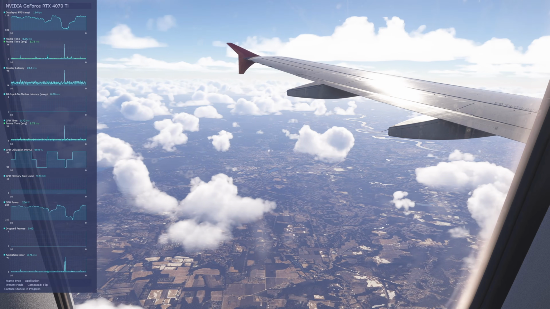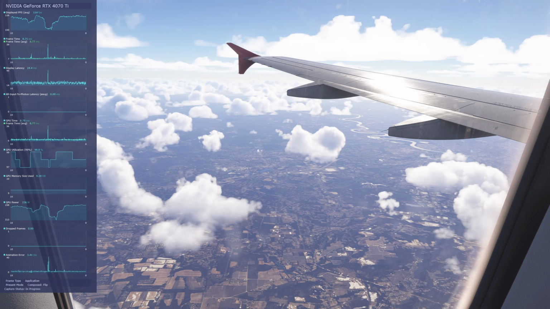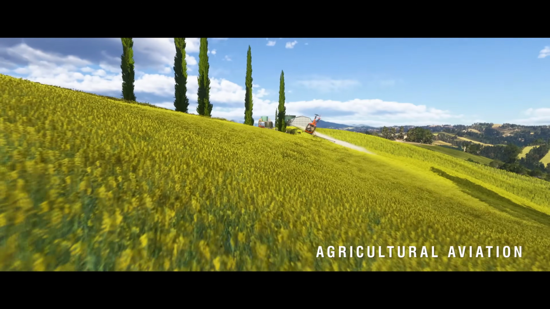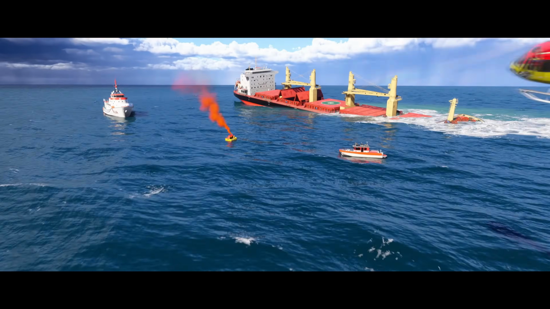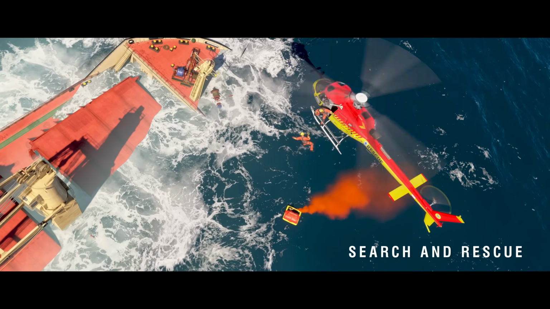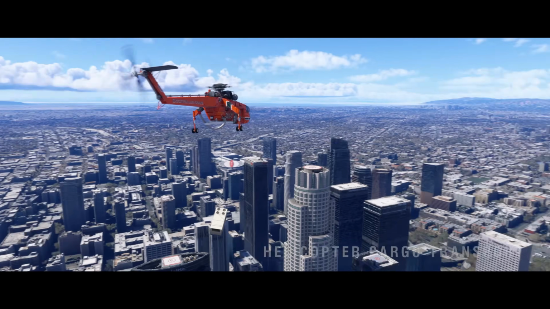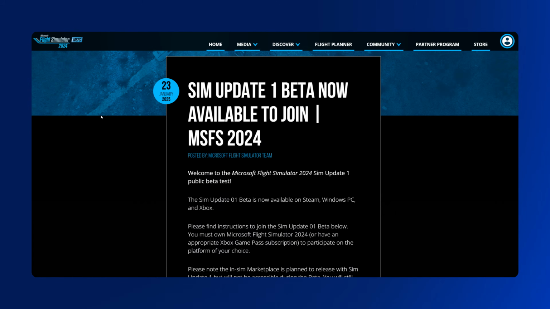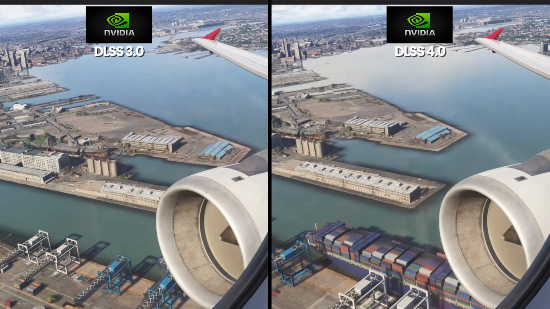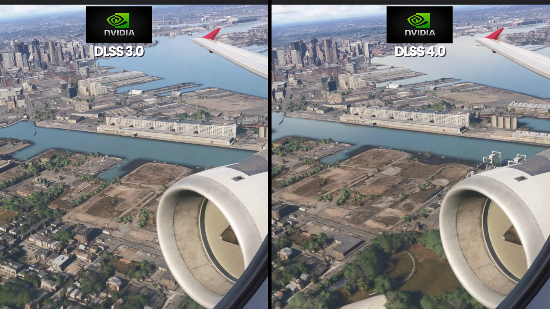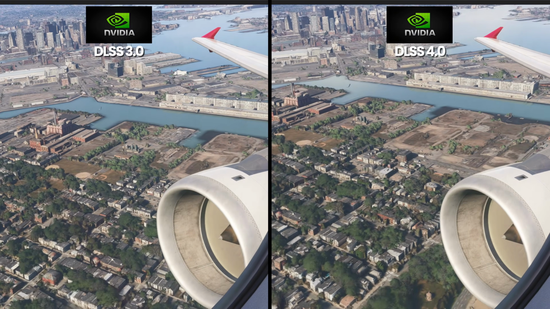As MSFS 24 continues to evolve and improvements are made to memory usage, these recommendations are bound to change, but for now at least, Lossless offers a practical solution for users prioritizing stability over visual fidelity, or those particularly affected by the simulator's current memory management issues. With DLSS 4 Frame Generation and Sim Update 1 now released, this is definitely a positive step forward. We'll be diving deep into both in upcoming videos to see if they fundamentally change memory behaviour or whether they just paper over the cracks.